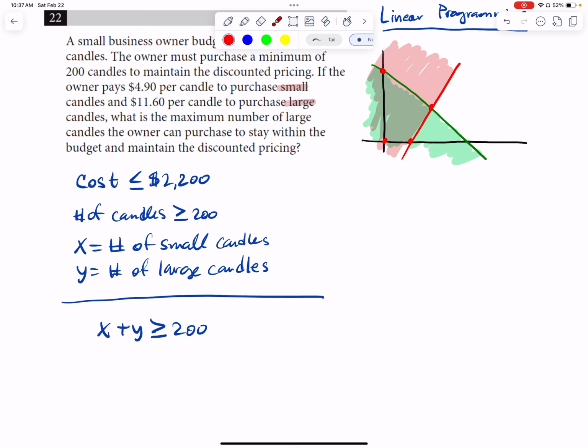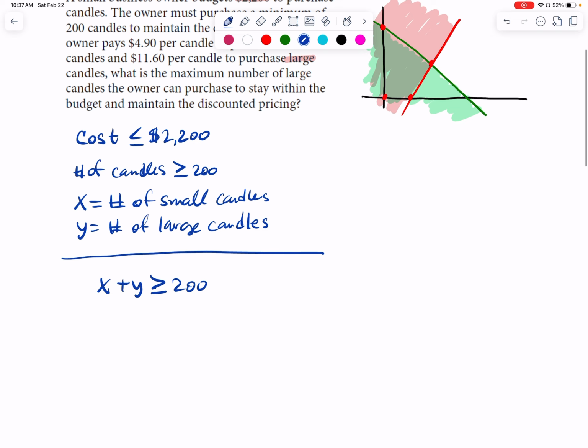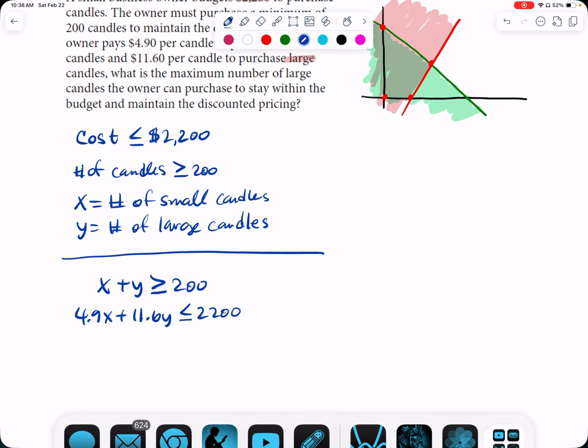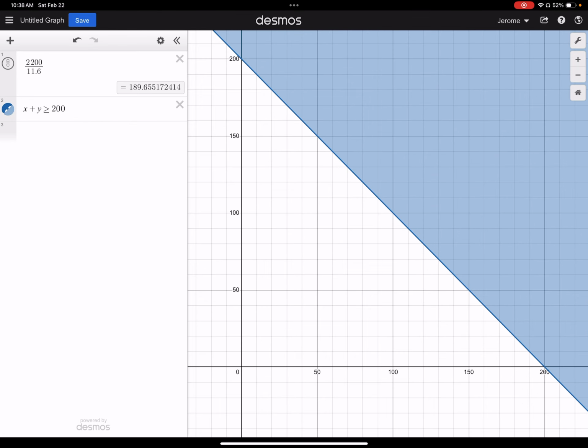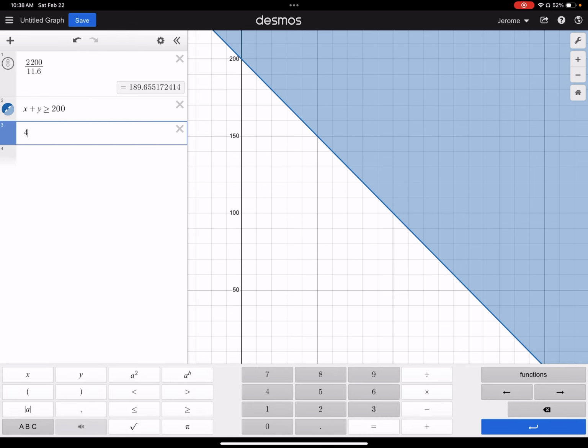And that 2,200 is coming from how much we're spending on small candles and how much we're spending on the large candles. To get the amount of money that we're spending on small candles, we would take its cost, 4.9, and multiply it times X, the number of small candles. So 4.9X plus, and do the same thing for the large candles. Take its price and multiply it times the number that we're buying, so 11.6y, and that has to be less than or equal to 2,200.